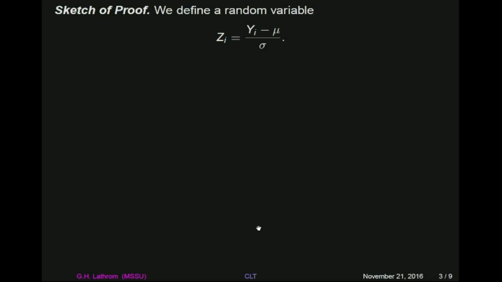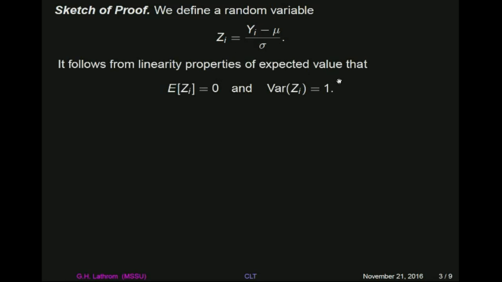Alright, so now let's do a sketch of the proof. And so we'll define a transformation on each one of our y sub i's to just being z sub i, where we subtract the mean and then divide by the standard deviation. So for each y sub i we have a variable z sub i, which is equal to y sub i minus mu over sigma. Now, it follows from our linearity property, so you can either go back and derive this or check it for yourself, but it will follow from the linear properties of expected value, that the expected value of each z sub i is going to be 0, and the variance is going to be 1.